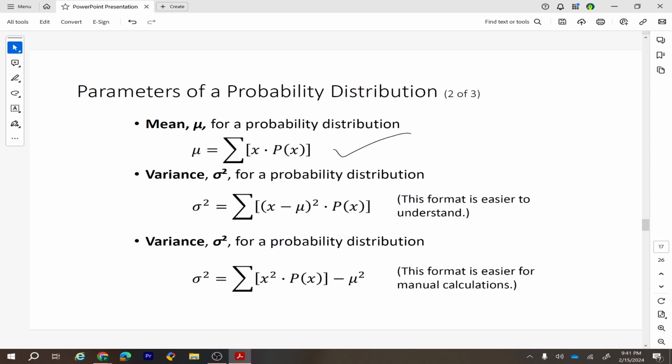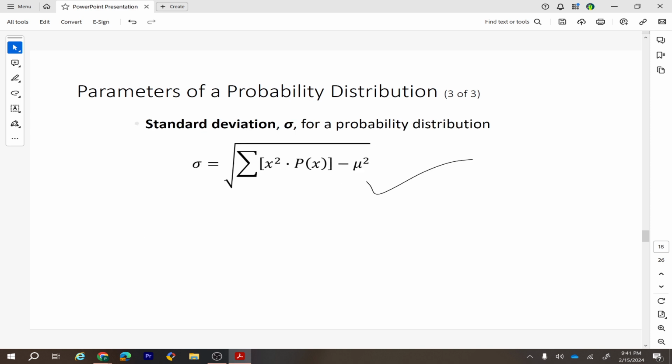So these are the formulas. You first calculate X times P of X, and then add all those possibilities, and that will give you the mean. Then this formula gives you the variance, and this formula gives you the standard deviation. How do you calculate it? We can do it step by step. I'm going to show you some examples using StatCrunch.